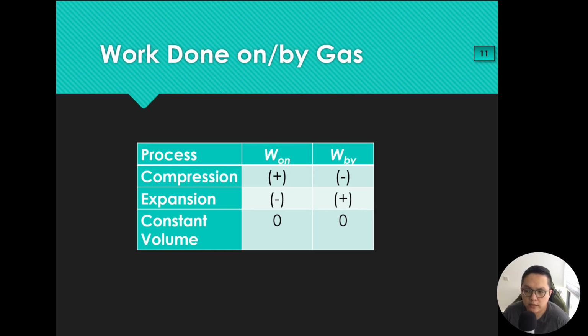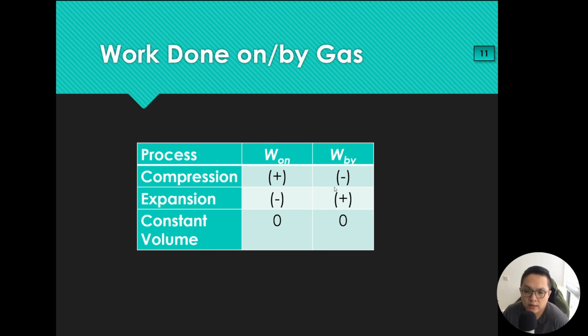If I say that I have done x amount of work, I can also say that negative x amount of work has been done on me. Again, if I'm doing compression, the work done on the gas is positive because an external pressure is pushing the gas inwards. So it's positive work done on the gas, but negative work done by the gas. Then constant volume is of course zero.